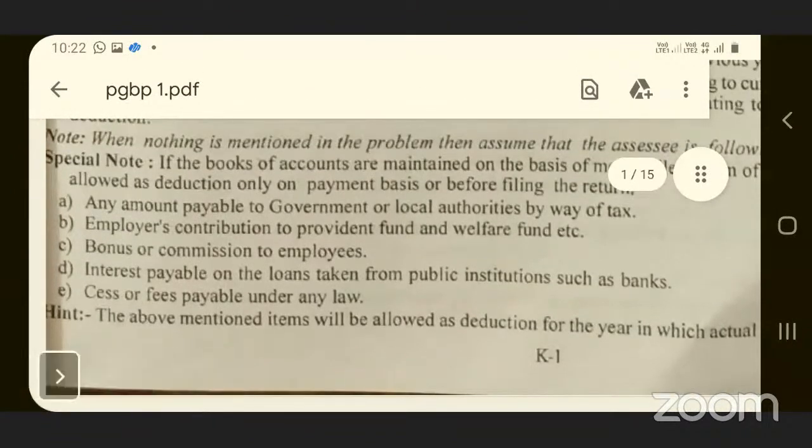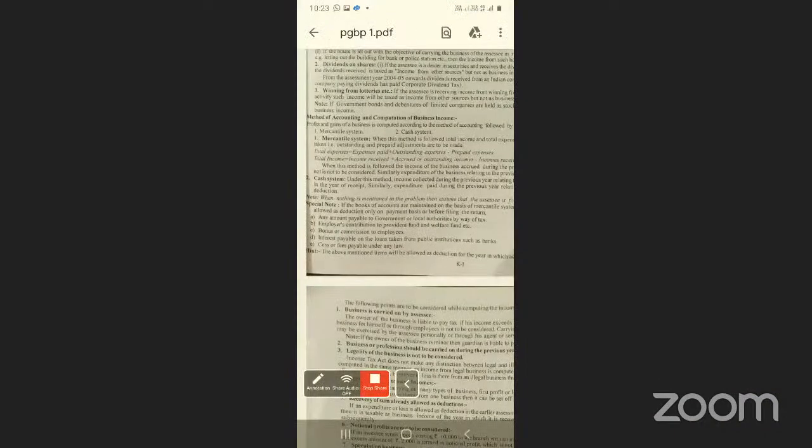Let us see one by one. The amount payable to government or local authorities, which is in the form of tax. If the assessee pays such amount, then only it will be allowed as deduction. Otherwise, it is not going to be allowed as deduction. Next, employer contribution to provident fund, bonus or commission to employees, interest payable on the loans taken from public institutions such as banks, and a few other things will be allowed as deductions only on the basis of payment itself, not on accrual basis.